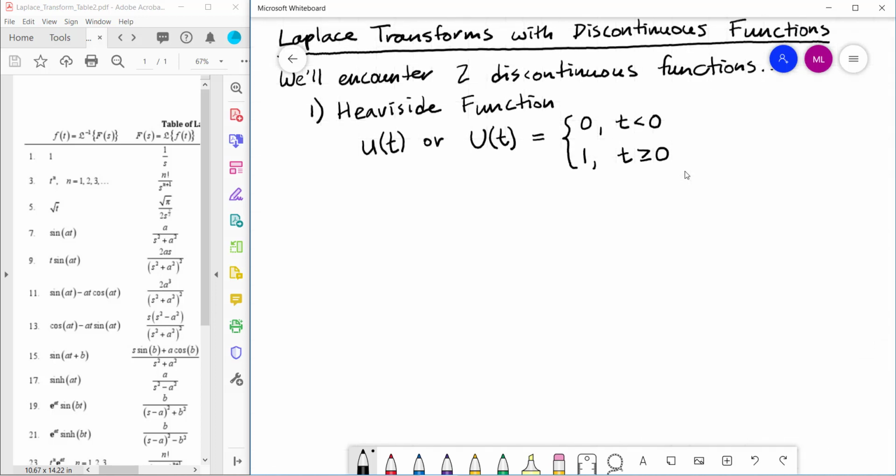So if you were to graph this function, here's my axes here. So here's my t-axis, and here is my f of t. The graph itself follows along the negative t-axis, goes to this point but doesn't include it, then jumps up to a height of 1 and continues on from there in this manner. So that height right there would be a height of 1.